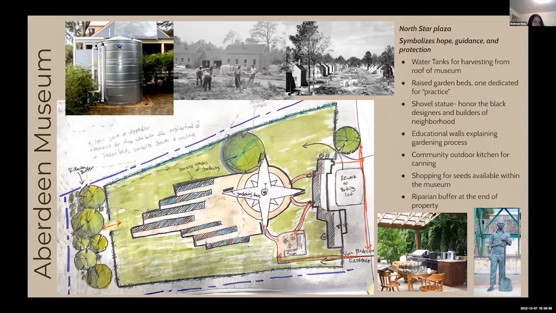Here we'll have the water tanks, which is also part of permaculture, for harvesting water from the roofs, raised garden beds, again, for practicing and learning about gardening. There'll be a shovel statue to honor the Black designers and builders of the neighborhood, educational walls explaining the gardening process, a community outdoor kitchen for canning, and you can set up a seed shop inside the museum to help visitors get native plants from here, or also just the neighborhood in general, to obtain more plants for their gardens. And a riparian buffer at the end of the property, which touches the creek.